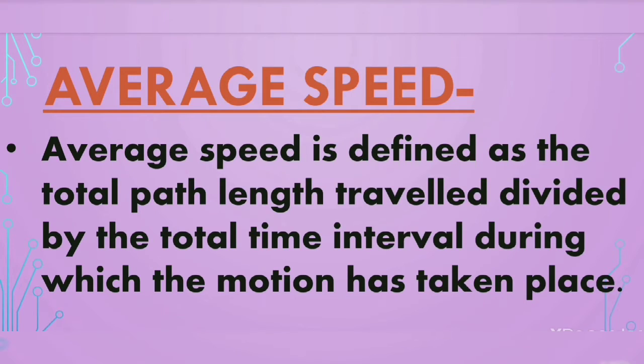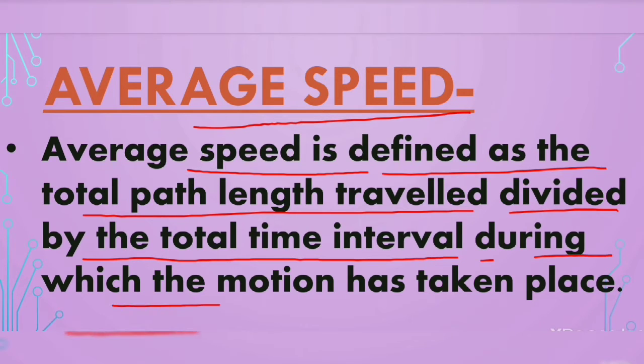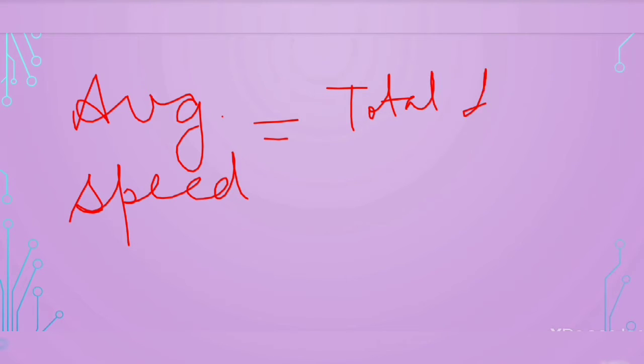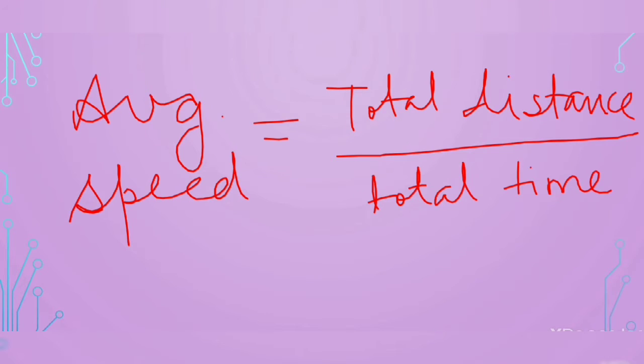Let us now have a look at average speed. Average speed is defined as the total path length traveled divided by the total time interval during which the motion has taken place. Or we can say that average speed is equal to the total distance upon total time. That is, average speed is defined as the ratio of the total distance traveled by the body to the total time taken by it.